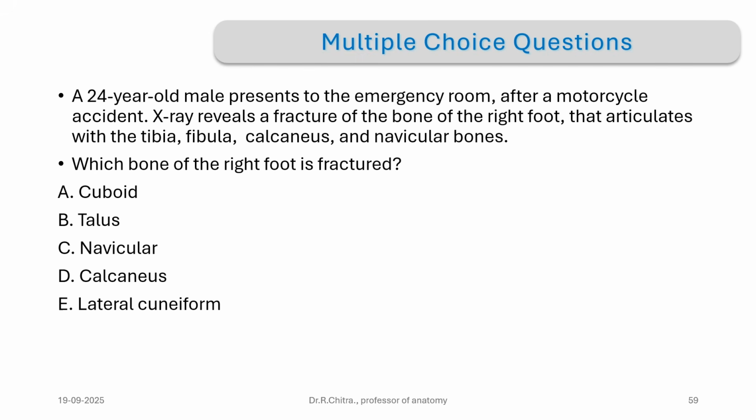So it's the time for multiple choice questions. A 24-year-old male presents to the emergency room after a motorcycle accident. X-ray reveals a fracture of the bone of the right foot that articulates with tibia, fibula, calcaneus and navicular. Which bone of the right foot is fractured? So the tip for this question is the tarsal bone which articulates with tibia and fibula. Only tarsal bone. Yes, it is talus.